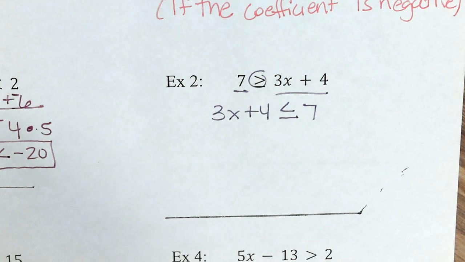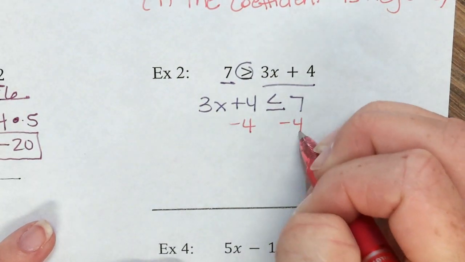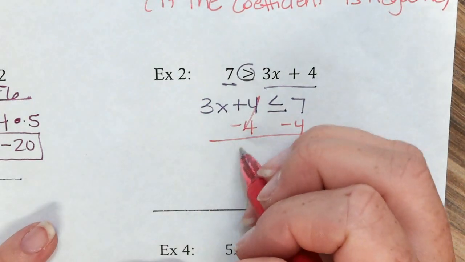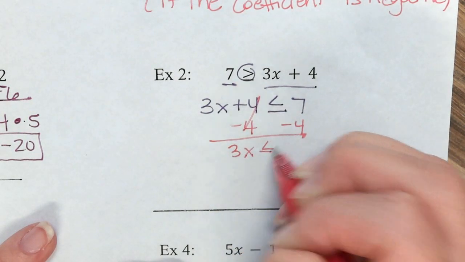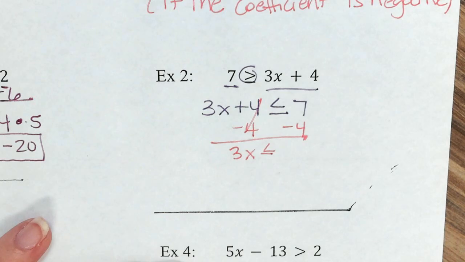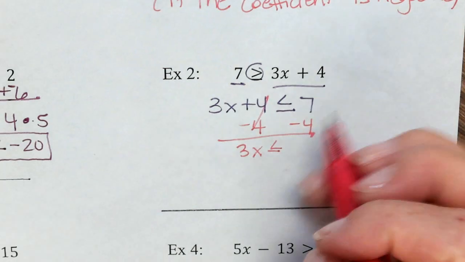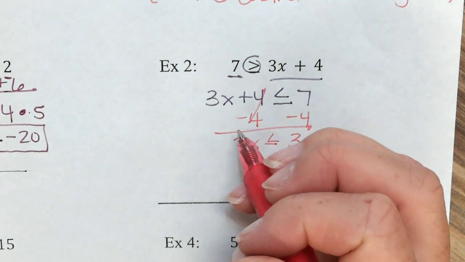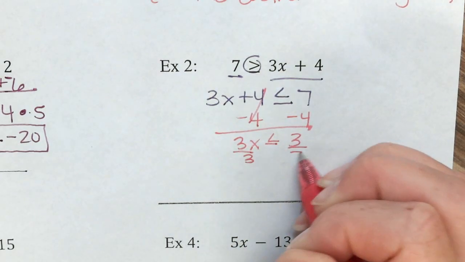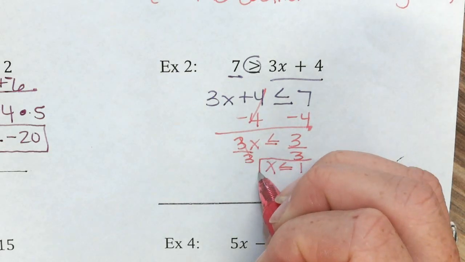Now I can ask myself, is the coefficient a negative? No. So will the sign flip? No. How do I get rid of the constant plus 4? Subtract 4. That cancels out, and I am left with 3x is less than or equal to 7 minus 4. Could I keep change if I wanted to? But 7 minus 4 is a bigger number minus a smaller number. I can do it just like I did in elementary school. That's 3. How do I get rid of the coefficient 3? Divide by 3. And I'm left with x is less than or equal to 3 divided by 3, which is 1.